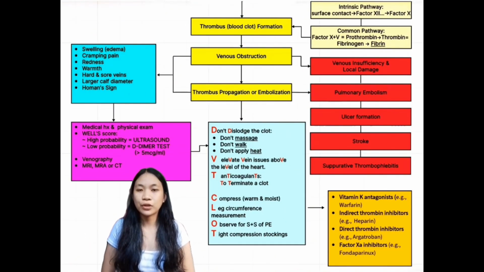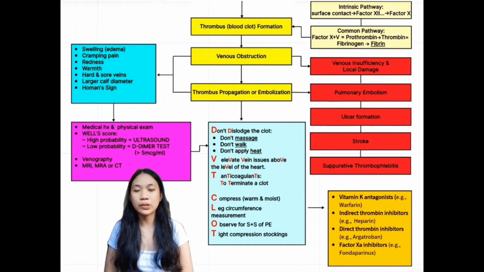Signs and symptoms of deep vein thrombosis include swelling, cramping pain, redness, warmth, hard and sore vein, larger calf diameter, and Homan's sign. Homan's sign is a pain or discomfort in the calf muscles when the foot is dorsiflexed while the knee is straight.